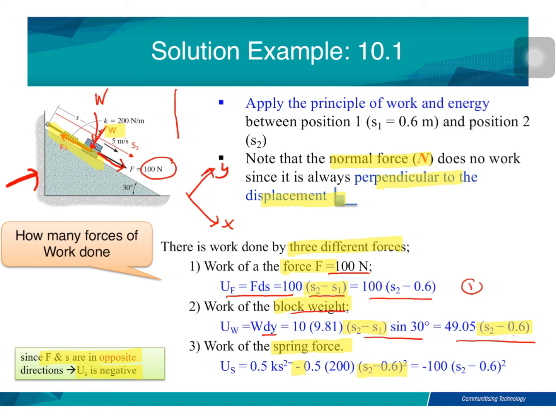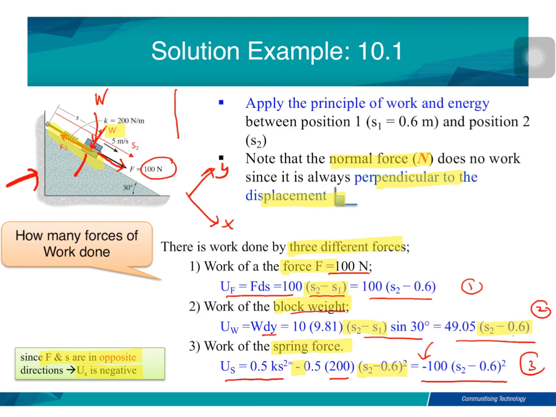Alright, and then the third work done is from the spring force. So for the spring we have half ks square. So we understand that here the k is given as 100, and then the s is s2 minus s1. So here this is another equation. So must remember here, the spring force is not in the same line of direction. So that's why it becomes negative here. So you have total work done is 1, 2, and 3.